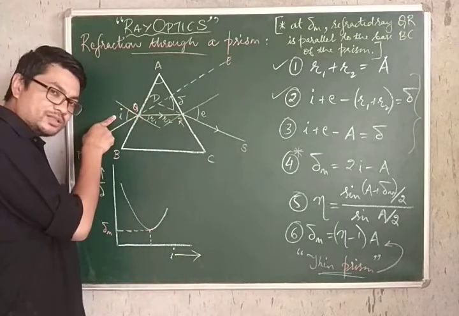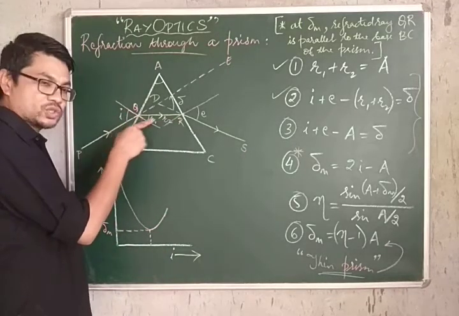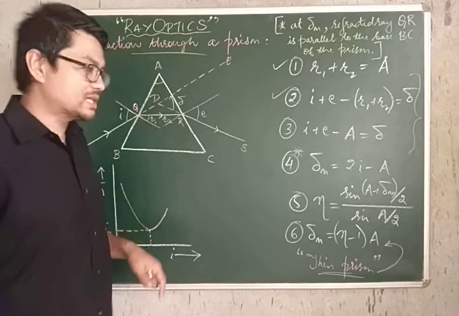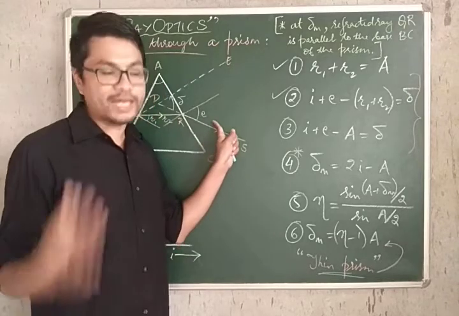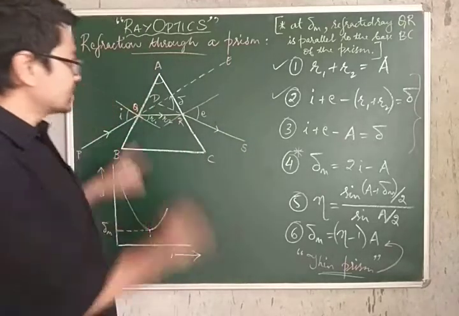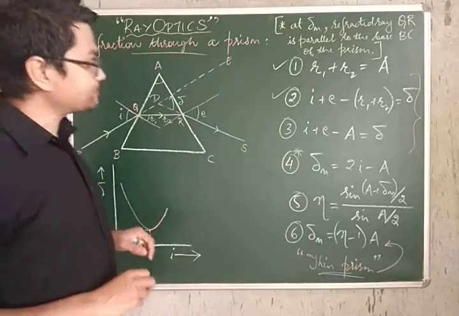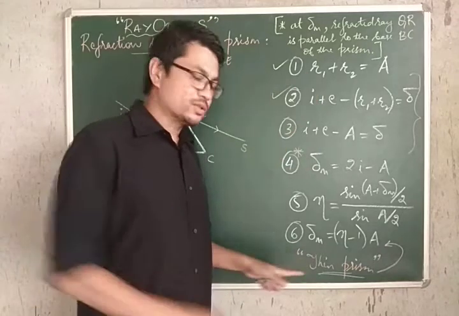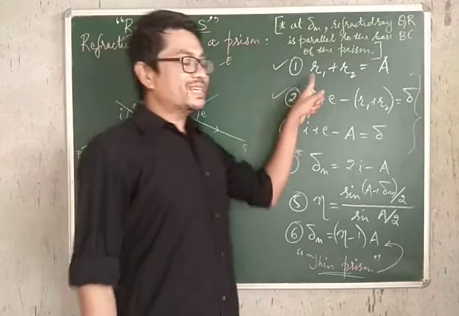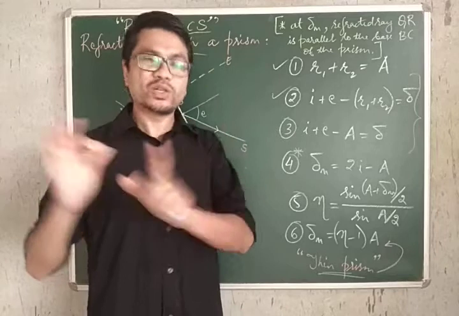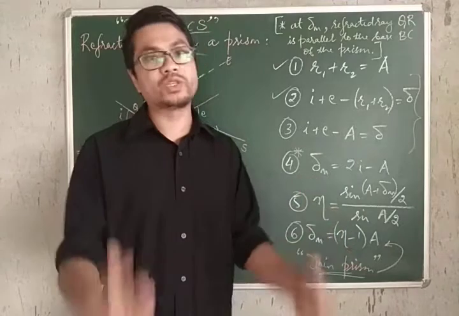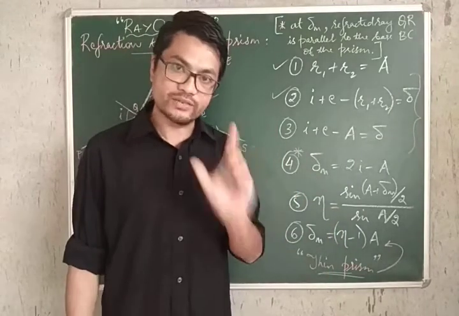So i is the angle of incidence, r1 is the angle of refraction, r2 is the angle of incidence for refraction taking place on the second face of the prism, and e is again the angle of refraction, or rather we prefer to call it the angle of emergence. So this is about refraction, remember, and these are the different relations that we come across when we talk about refraction through a prism. Now these relations can actually be derived, and it's not a very elaborate derivation. These are very simple derivations, so I suggest you give a look at them.